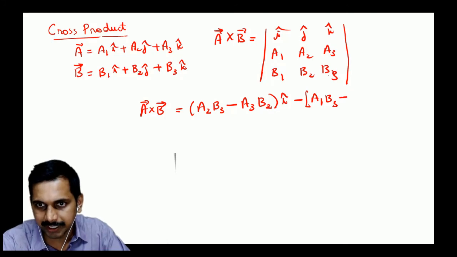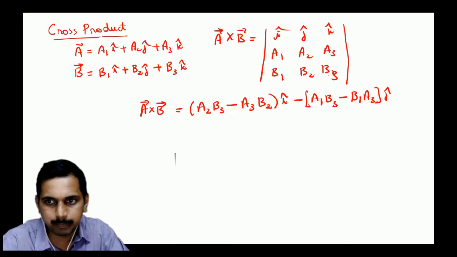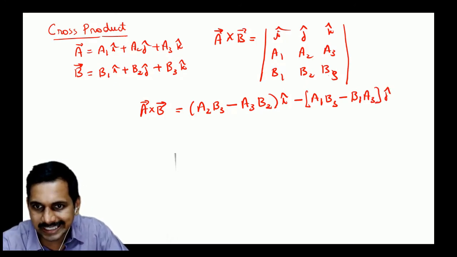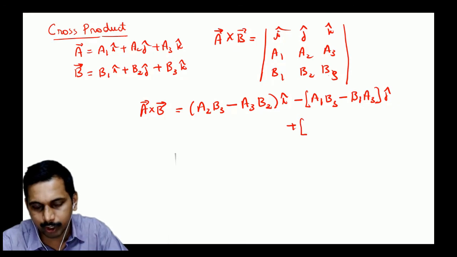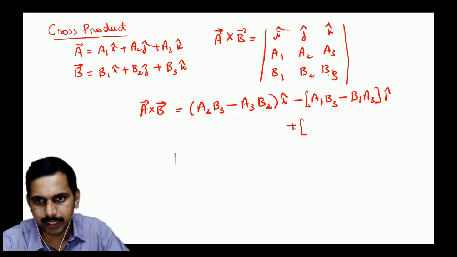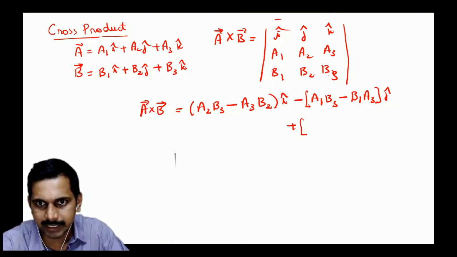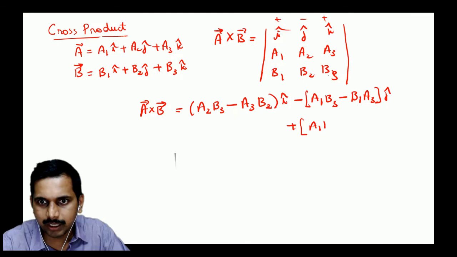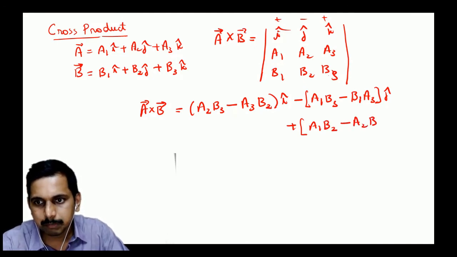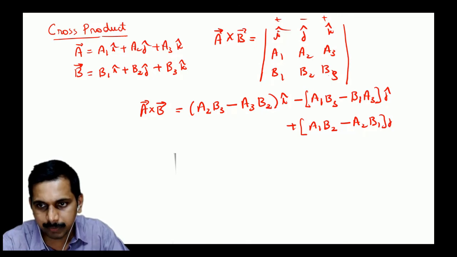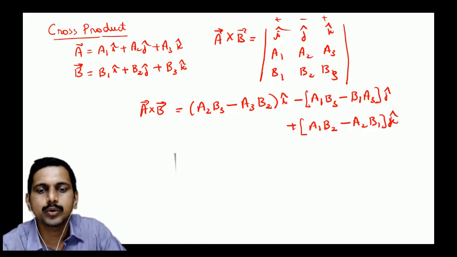To write a determinant, there is an easier way, I will tell you now. These are the shortcuts I will tell you, which will help you in cracking GATE easily. Shortcuts also, the right way also, both will be told. Into plus, minus, plus, and the last one would be (A1 B2 minus A2 B1) into k, correct? So this is how you get it.